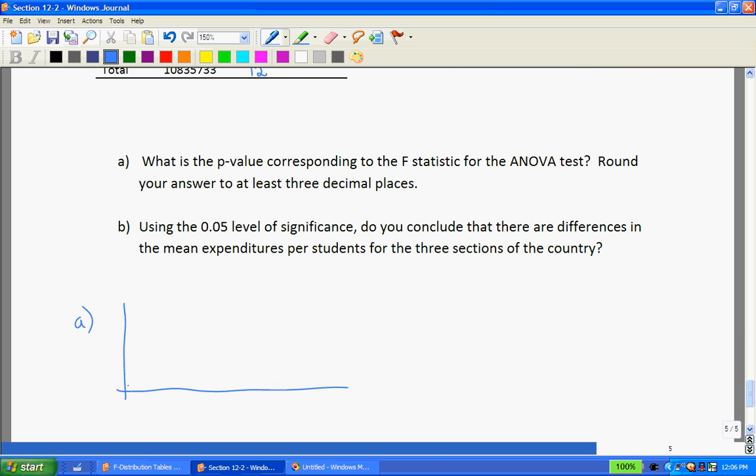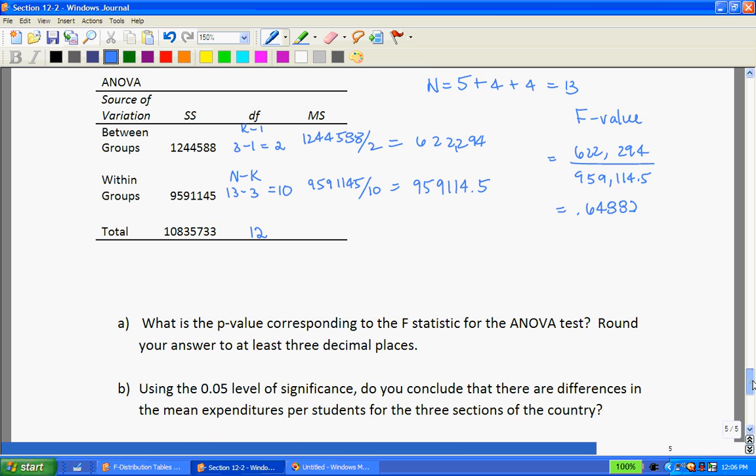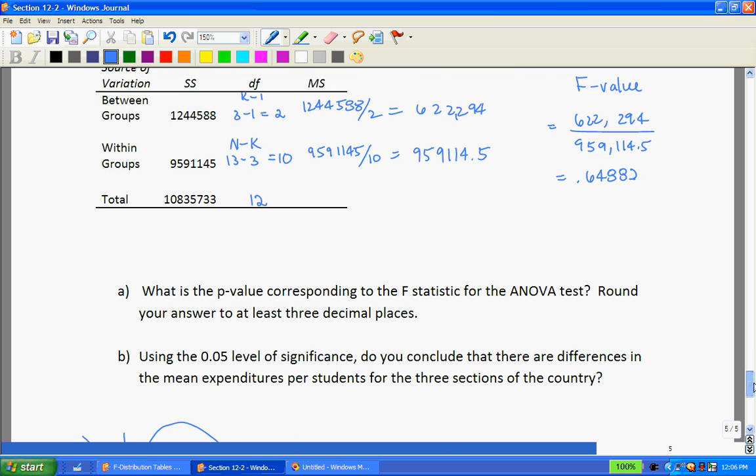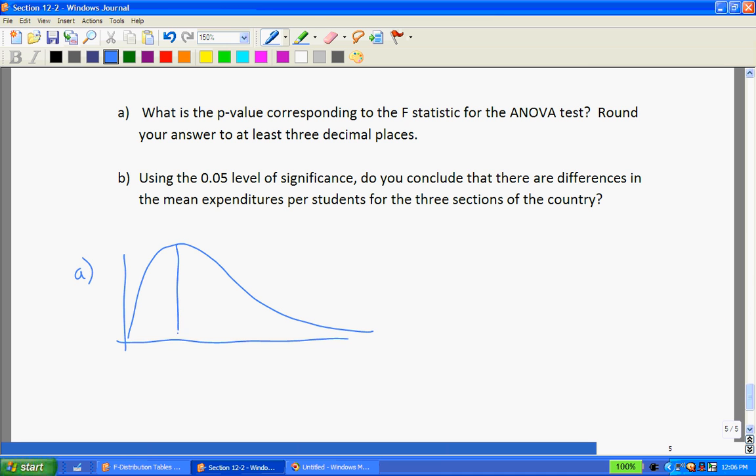But probably it makes more sense to think of it this way. Now this time, notice we didn't compute a critical value, but we did compute a test value. That F value we got, 0.64882, is probably back here somewhere. So the p-value is asking, what is this area here? That's the p-value, and you can't find that on your table. You have to use some technology to do this.